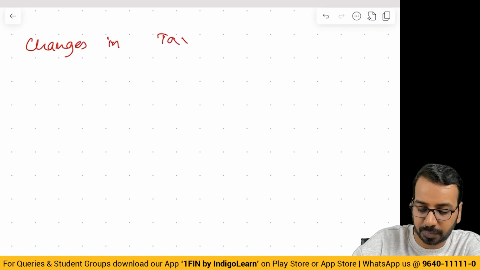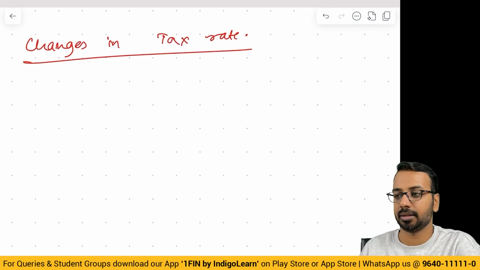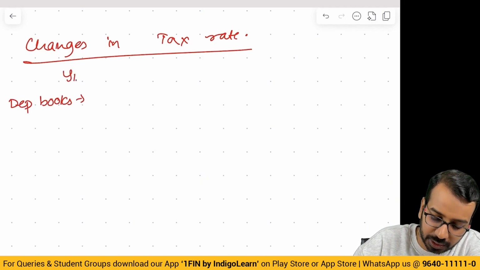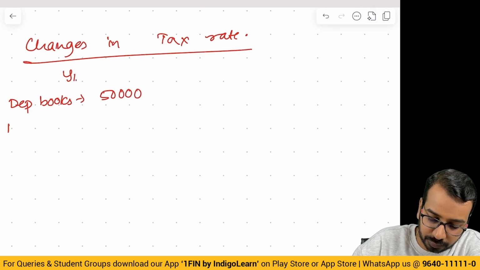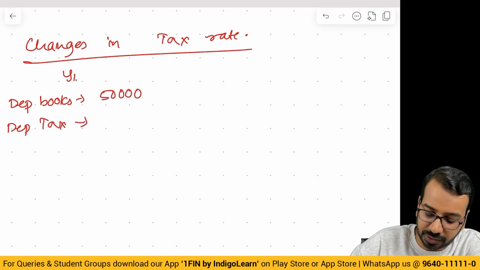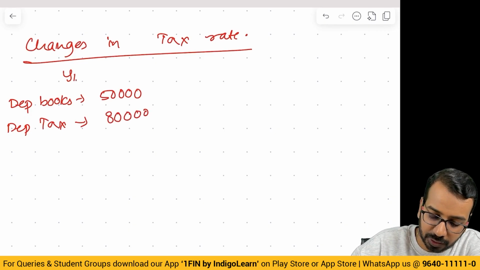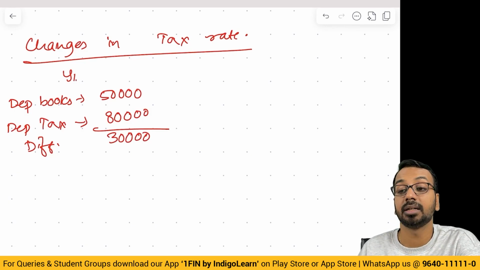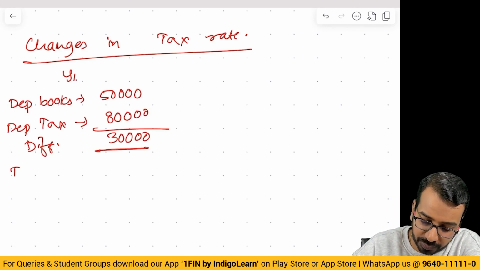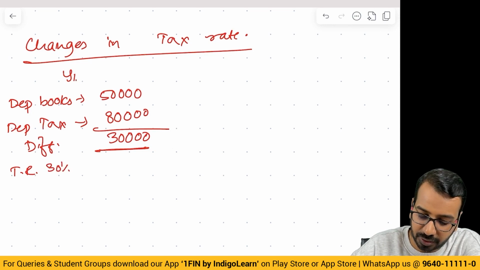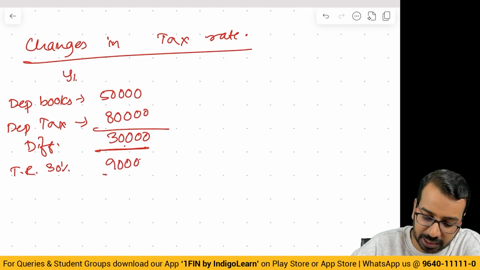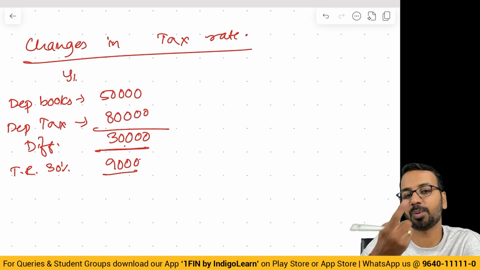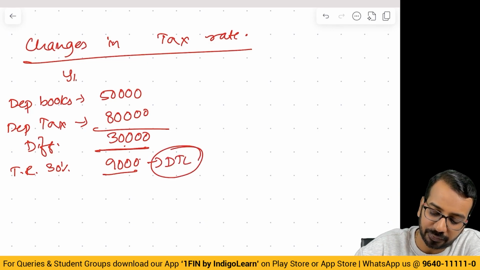Now, one more aspect is changes in tax rate. Let us say in year 1, depreciation as per books is 50,000. Depreciation as far as taxation is concerned is 80,000. So the difference is 30,000. Now with this difference of 30,000, assume the tax rate applicable is 30%. So 30,000 into 30% is 9,000. Now because tax is giving me extra deduction, I have to pay a lower tax. In future, I have to pay a higher tax. So this will result in a deferred tax liability.